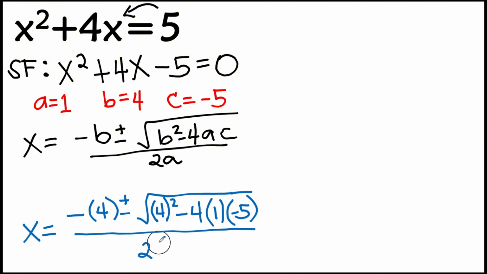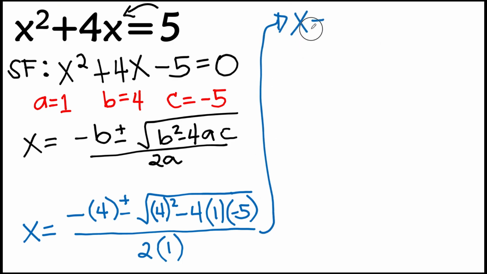So, copy the 2, your a is 1. Okay? And now, after we replace the values, we will solve, one by one. Okay? So, again, copy x, copy equal. So, negative times 4 is negative 4. Copy plus minus, copy square root. So, 4 squared is 16.